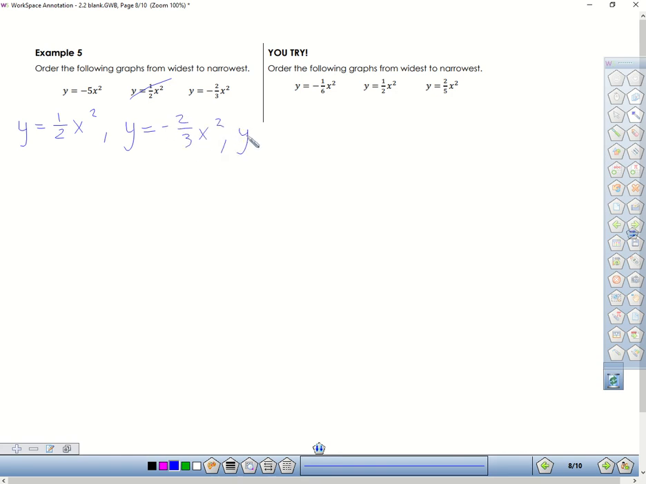And then lastly, we have negative 5x squared. Now something I want to show you is I'm actually going to graph these on Desmos so you can see what I'm talking about by this. Because if I tell you and don't show you, it doesn't really mean anything to you. Just a second.